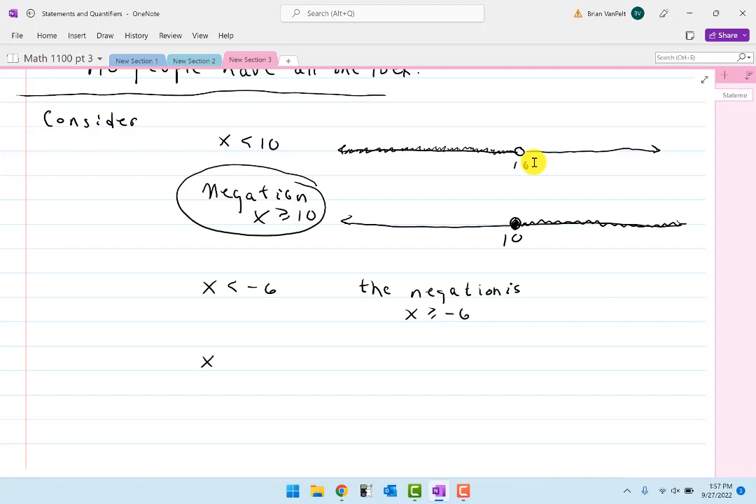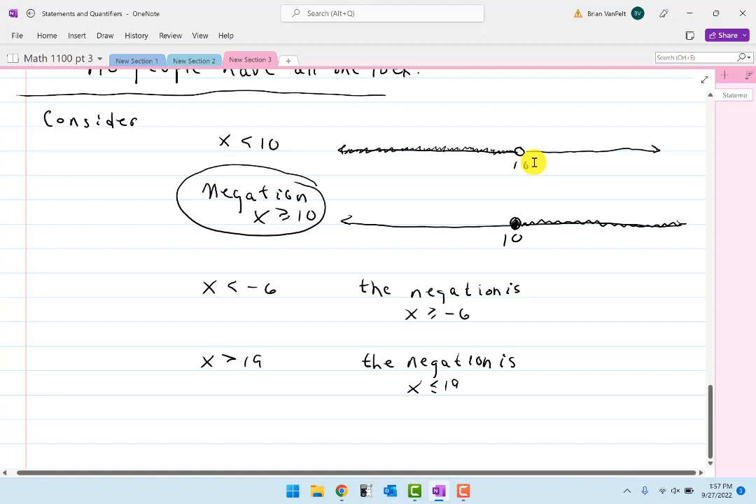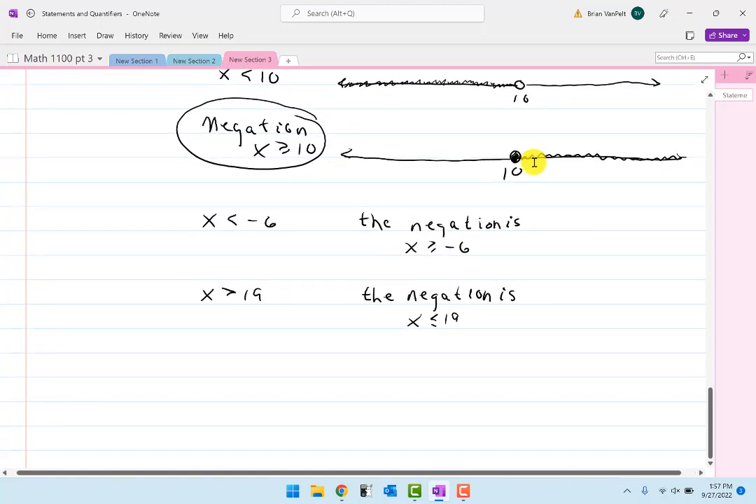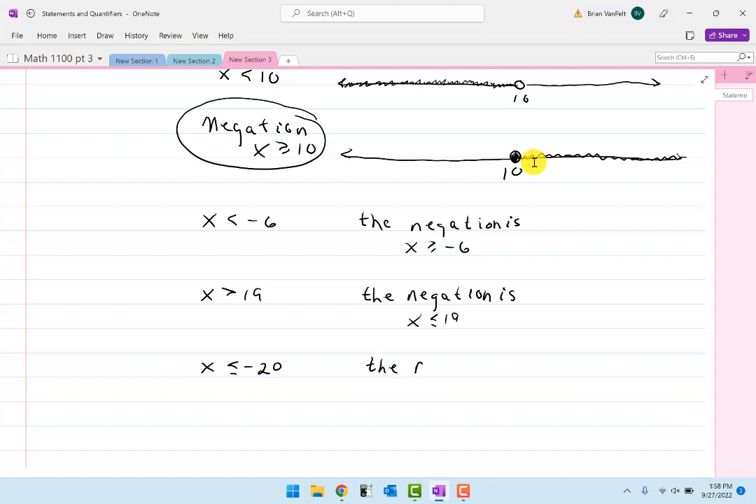If you have x is greater than 19, the negation is x is less than or equal to 19. And of course, if you have something like x is less than or equal to -20, the negation is x is greater than -20.